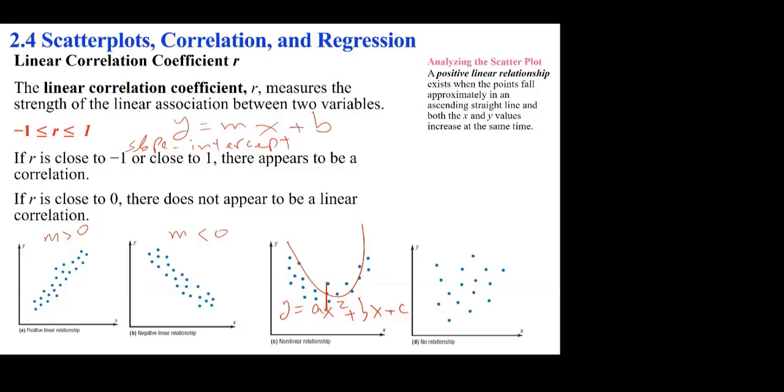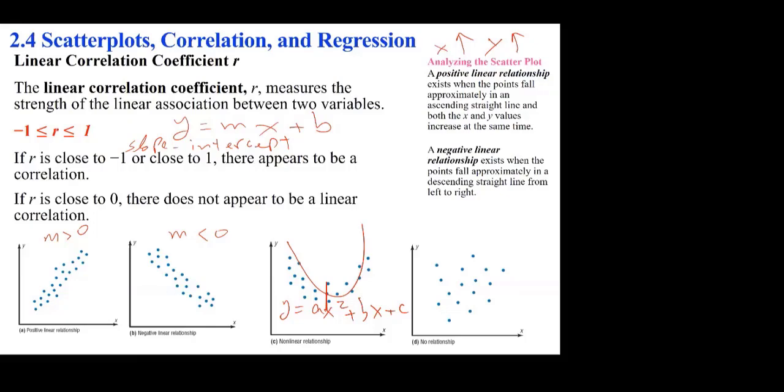Positive linear relationship exists when the points fall approximately in an ascending straight line and both the x and y values increase at the same time. Thank you. Which simply put means when x goes up, y goes up. Could somebody read this one for us, please?